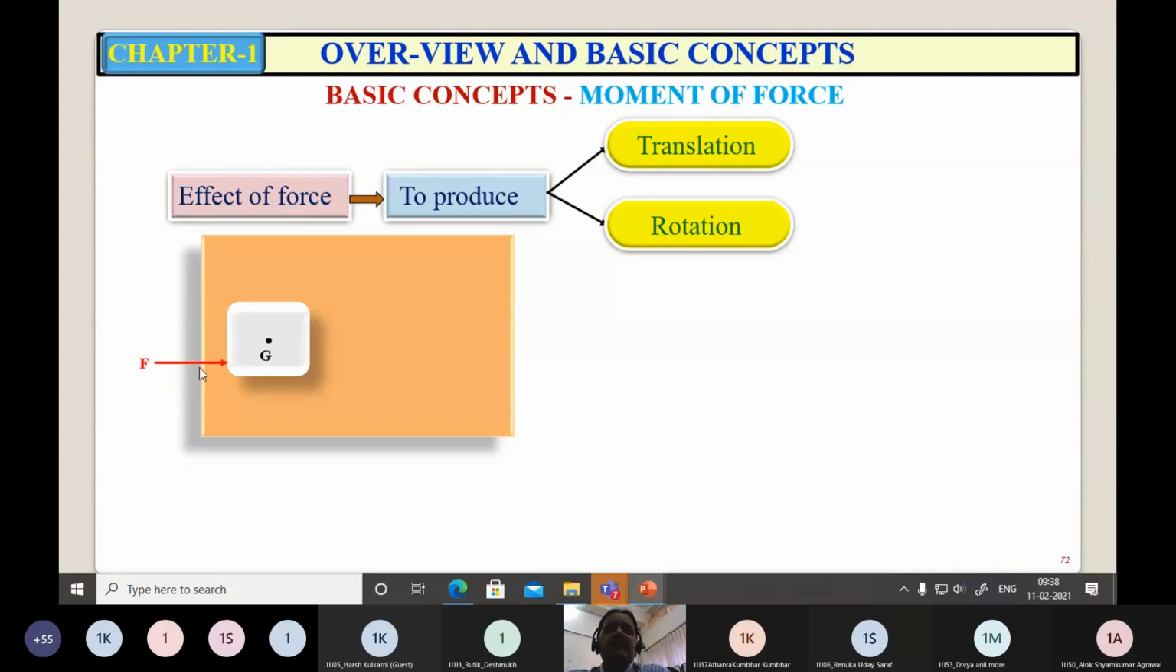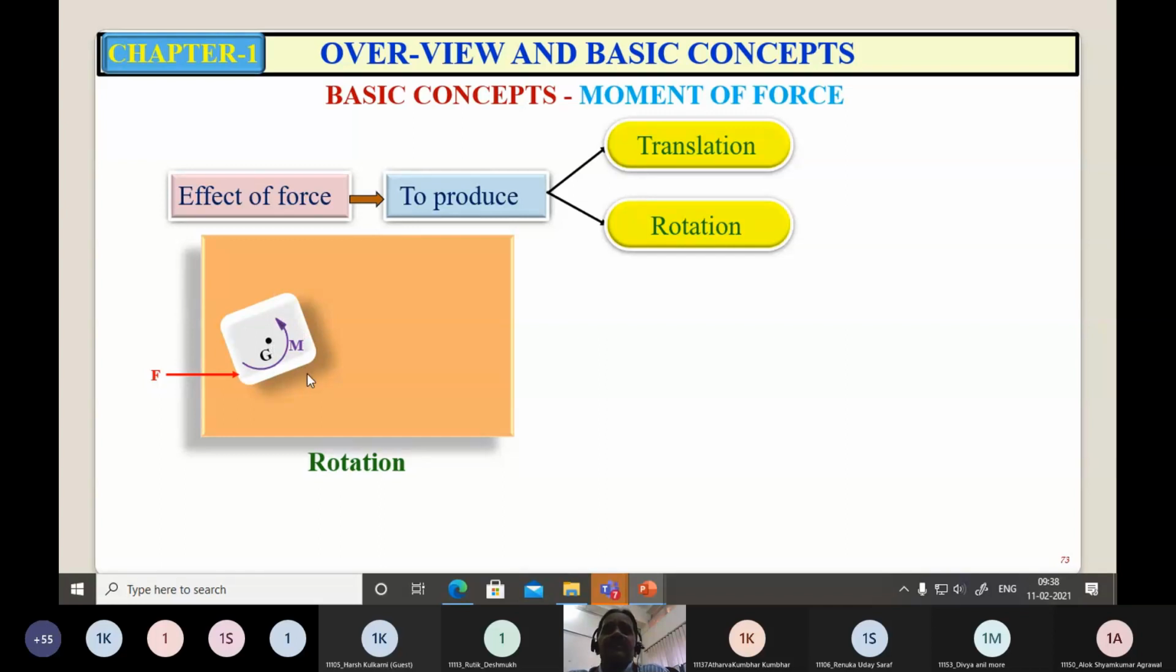But if the force is applied at a point such that the line of action is not passing through the center of gravity, what is the effect of this force on the body? It tends to rotate the body about some arbitrary point. So it is producing rotation. If the body is fixed to the floor at G, then the body will have only rotation if you apply force at the corner. Please listen carefully. If the body is fixed to the floor at its center of gravity, when you apply force at the corner, the body undergoes only rotation.